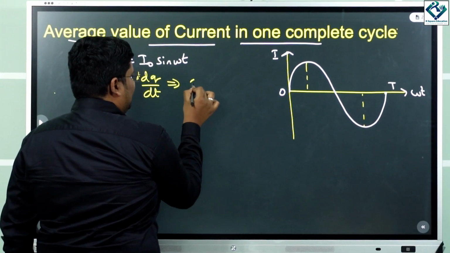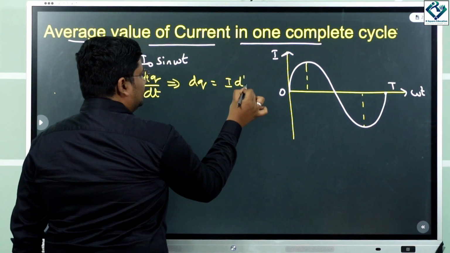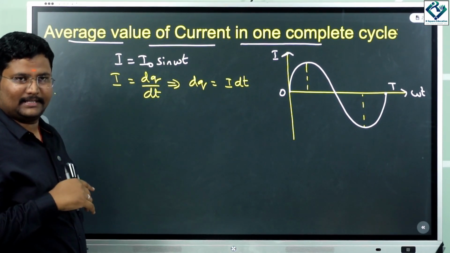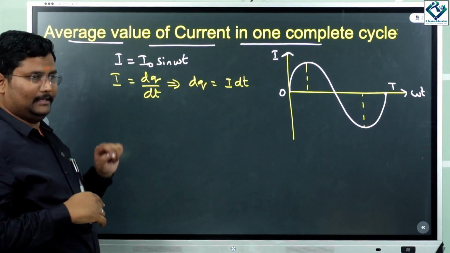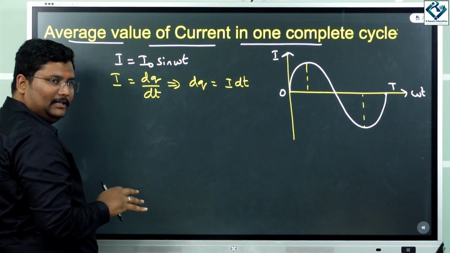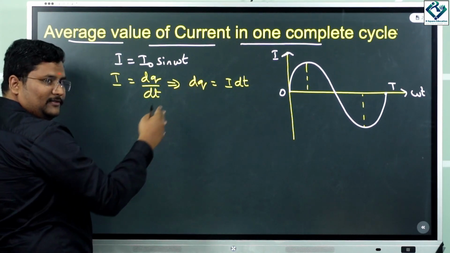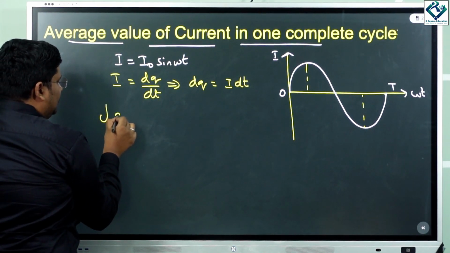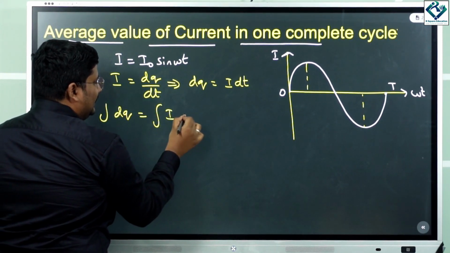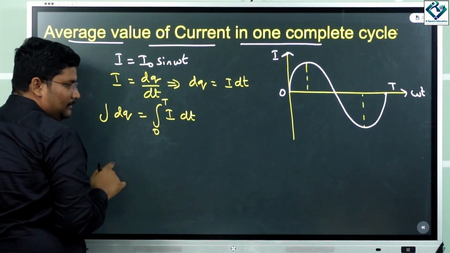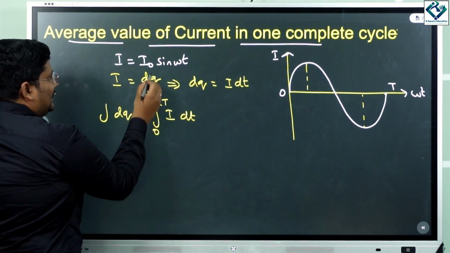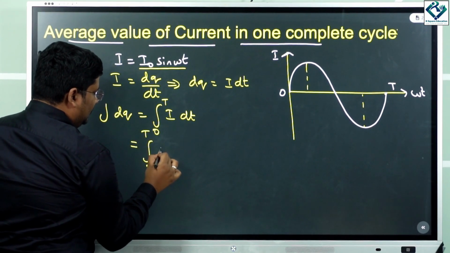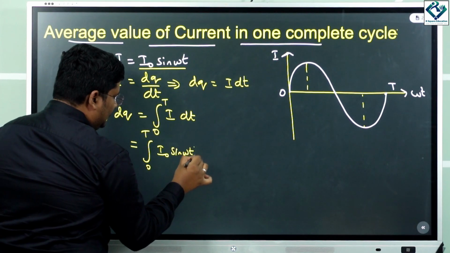So I is equal to dq by dt. Can I rearrange this as dq is equal to I into dt? If I know what is q, I can just substitute it as q by t and I can calculate what is I. Yes or no? So I want to know the total amount of charge. What I will do? Integrate it, correct? So integral dq is equal to integral I dt over a cycle of 0 to T, because one complete cycle. Now what is I? I naught sin omega t. So substitute that: integral from 0 to T of I naught sin omega t dt.